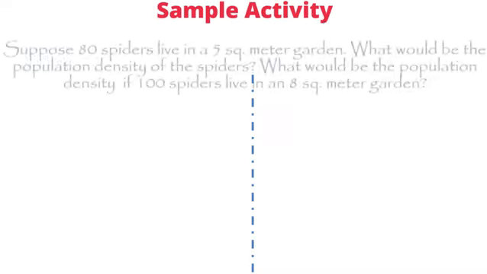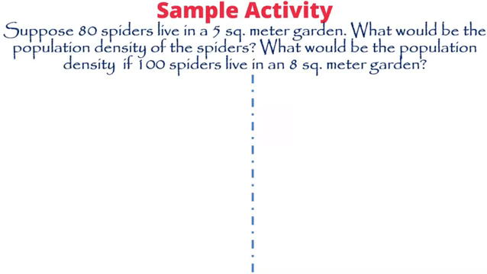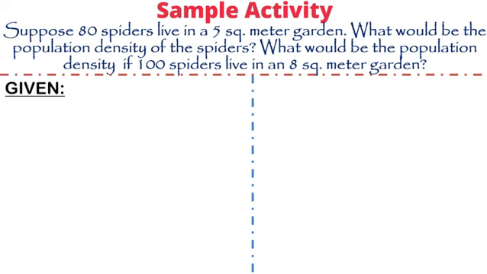Here is an example. Suppose there are 80 spiders that live in a 5 square meter garden. What would be the population density of the spiders? What would be the population density if 100 spiders live in an 8 square meter garden? So let us find the answer using the formula given a while ago. The first thing to do is to identify the given, which are the following. Number of organisms is equal to 80 spiders.